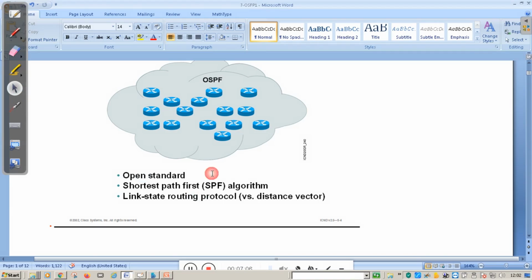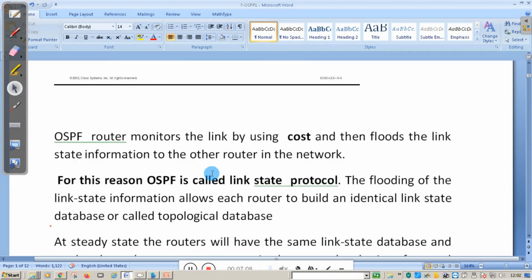Next one is, OSPF routers monitor. See here, very important points. OSPF routers monitor each link by using cost. That means OSPF makes use of the cost as the metric to select the best route, and then floods the link state information to the other routers in the network. For this reason, OSPF is called a link state protocol.